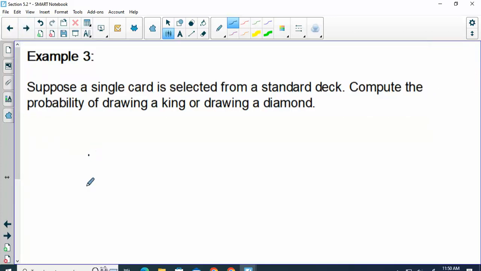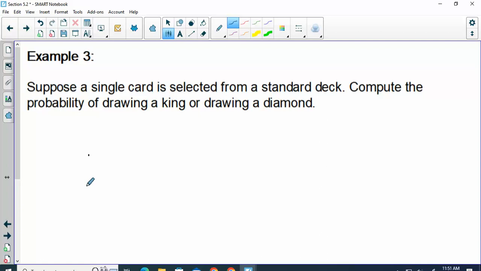Alright, I guess I should maybe ask before I do this next example. Do you guys know what a deck of cards is like? Have you ever played with a deck of cards? Okay, so you know how many suits are in a deck? 4 different suits. Okay, how many? So you know for each suit you have ace through 10, jack, king, queen, so forth.